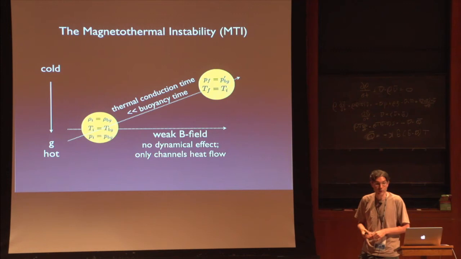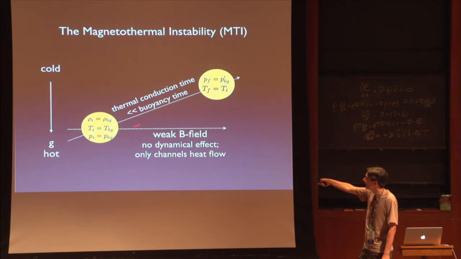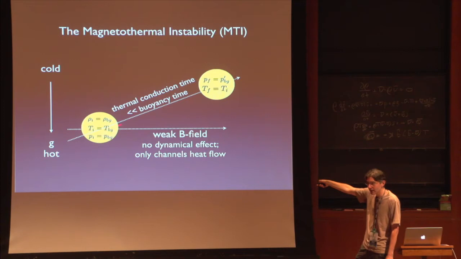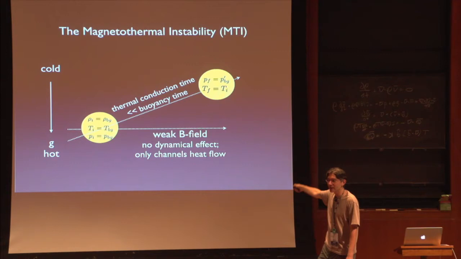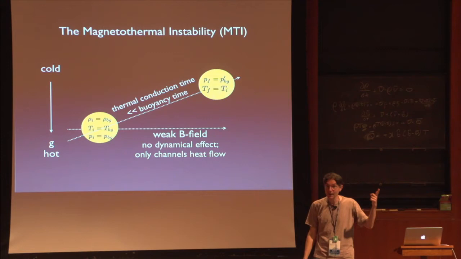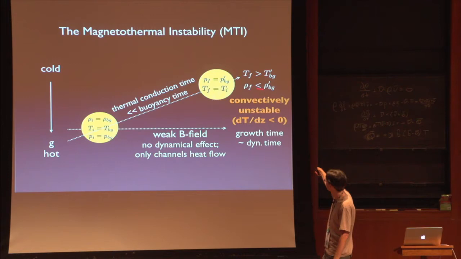So at this new position, the blob has a pressure which is the same as the surrounding medium. It has a temperature which is equal to the initial temperature where it started. That means at this new place, the blob is hotter than its surroundings, by assumption, because I'm assuming it's hotter down here than it is up here. The blob at this position is hotter than its surroundings. It's at the same pressure as its surroundings. And that means that it's less dense than its surroundings, and so it's convectively unstable. Hotter than its surroundings, less dense than its surroundings, it's convectively unstable.